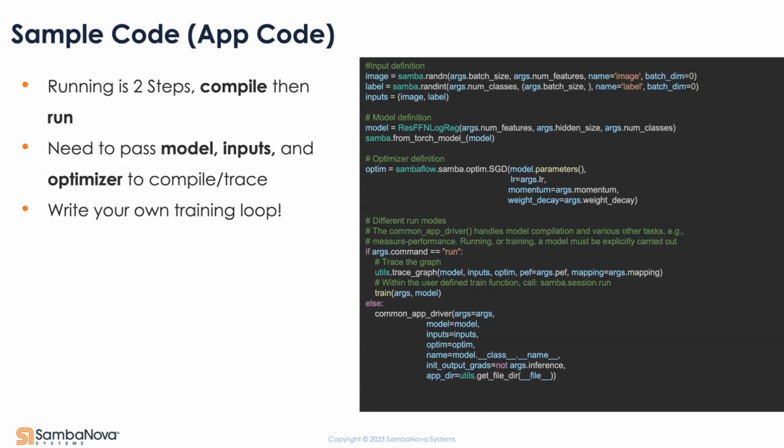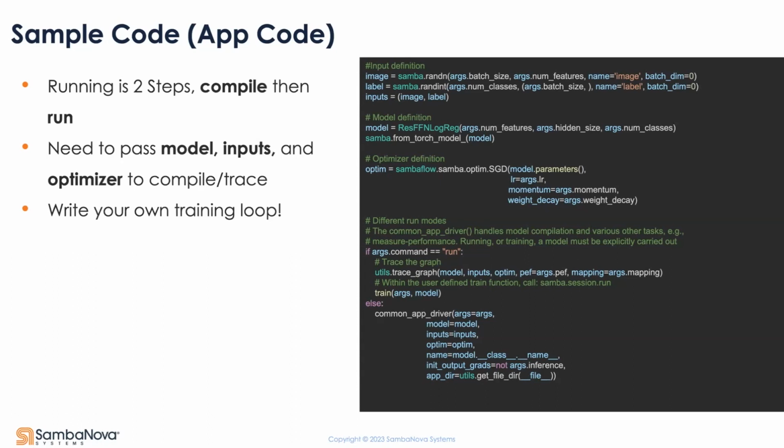But again, what matters most about the inputs is the shape when it comes to tracing. Then you'll see that we have the model definition, and the model is a resFFN logreg in this case. Something simple, standard from PyTorch. To convert it over, you call from_torch_model_, which will take your model and convert it in place. So it's the same model in the same place. It's just that now all the parameters are Samba tensors.